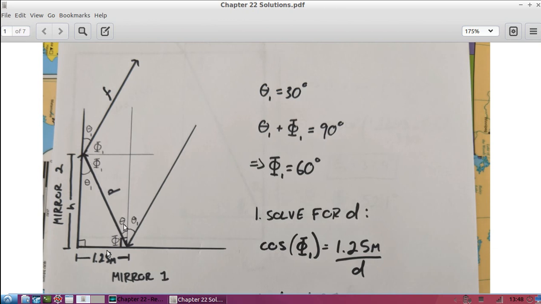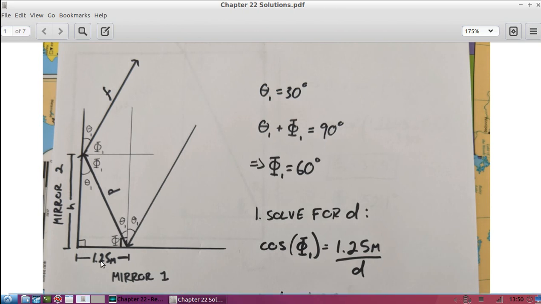But what I did was I took theta 1's complement. So this is theta incident, that's theta reflected, but they're both equal to 30 degrees, so I'm calling it theta 1. I know theta 1's complement, which I'm going to call phi 1, is 60 degrees, because this is a 90 degree angle right here. This is the normal line that's perpendicular to the surface of mirror 1. So phi 1 is 60 degrees, and I'm going to use that as my reference angle.